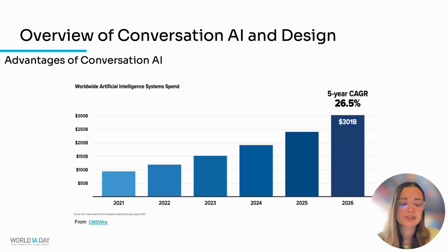And this is just a quick bar chart of the spending on AI systems. Obviously, this is all of AI systems, but a chunk of that goes to conversational AI. And as we can see, it's been rising and will continue to rise. So it's very much a growing space. There's a lot of investment and spending in it, and it's only going to continue to grow. So it's really important to be aware of it and also learn how you can get involved with it as well.